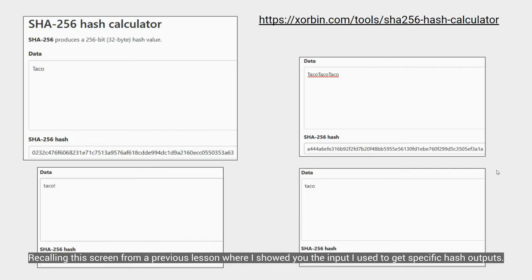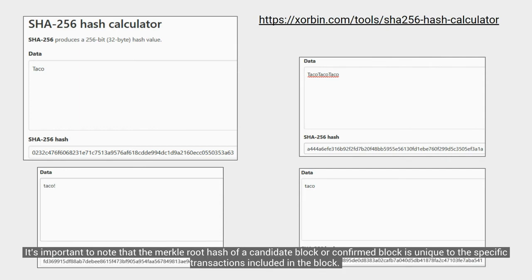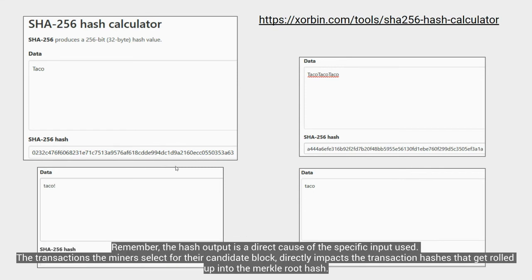Do you remember this screen from a previous lesson where I showed you the input that I use to get specific hash outputs? Well, it's important to note that the Merkle root hash of a candidate block or a confirmed block is unique to the specific transactions included in the block. Since the hash output is a direct cause of the specific input used, whatever transactions the miners select for their candidate blocks directly impacts the transaction hashes that go into the Merkle root hash.